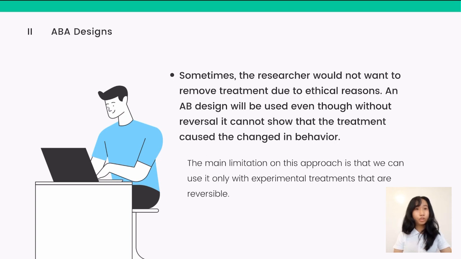Sometimes the researcher would not want to remove treatment due to ethical reasons. An AB design will be used even though, without reversal, it cannot show that the treatment caused the change in behavior. The main limitation of this approach is that we can use it only with experimental treatments that are reversible.